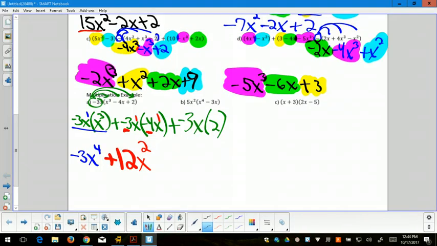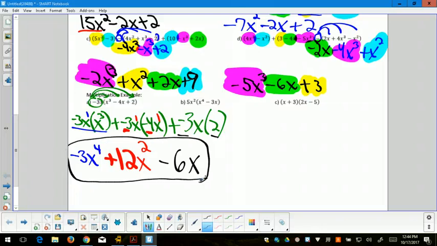And on my last multiplication problem, I have negative 3 times 2, which is negative 6. And I just have an x. There's no other x's to add exponents with because I'm not multiplying by any other x's. And this is my final expression for that product.